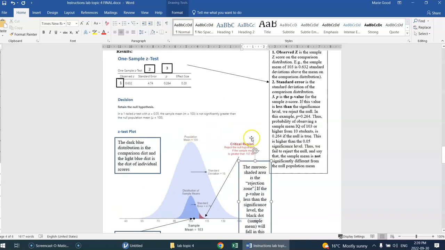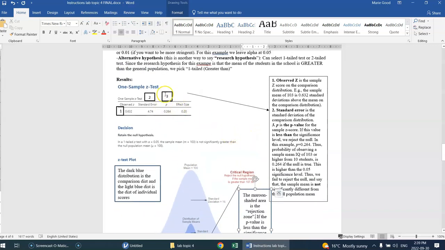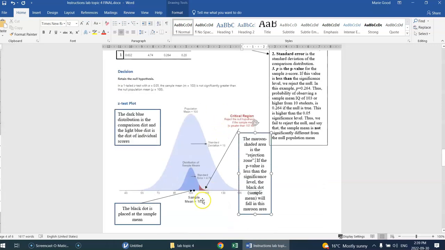So you could just look at the p-value and notice that it is greater than our significance level, and that would lead you to the correct conclusion. You could also just look at the picture and observe that the black dot does not fall in the maroon shaded region in the rejection zone, and that would also lead you to the correct conclusion.